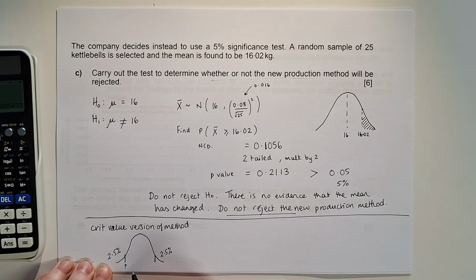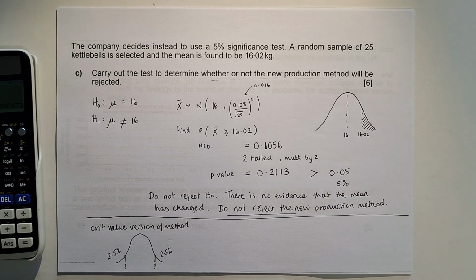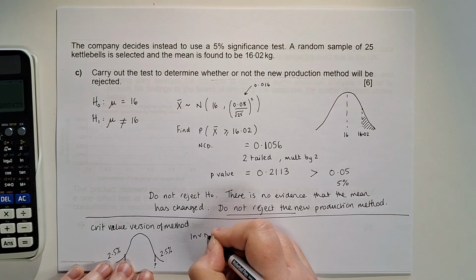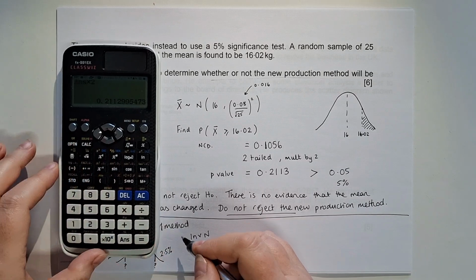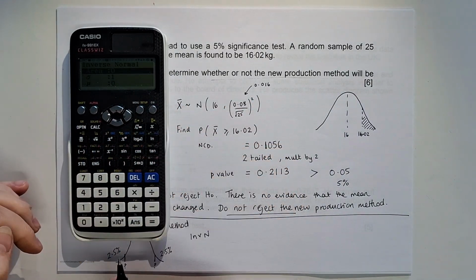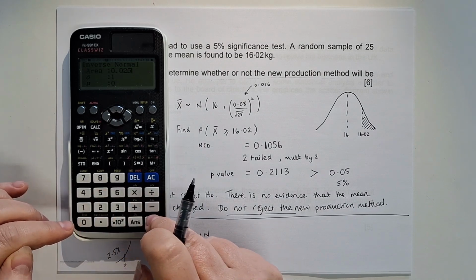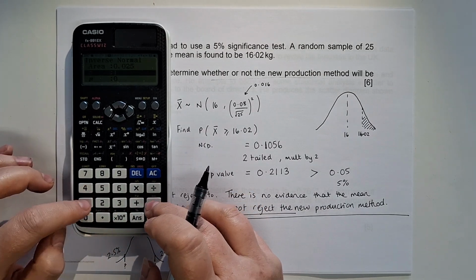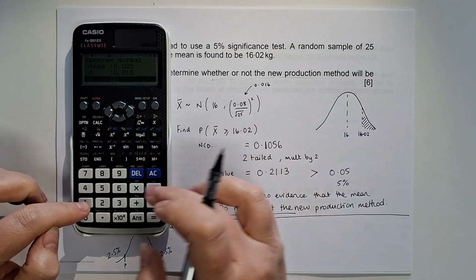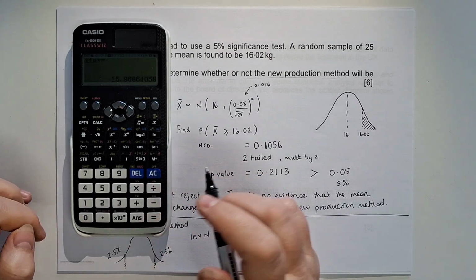What we need to do is find these two values that I've put as little question marks, and we can do that using the inverse normal process. If I use inverse normal to find the lower question mark, I'll put my area as 0.025, that's the area to the left of the line. The sigma is our new sigma, and our mu is our 16.